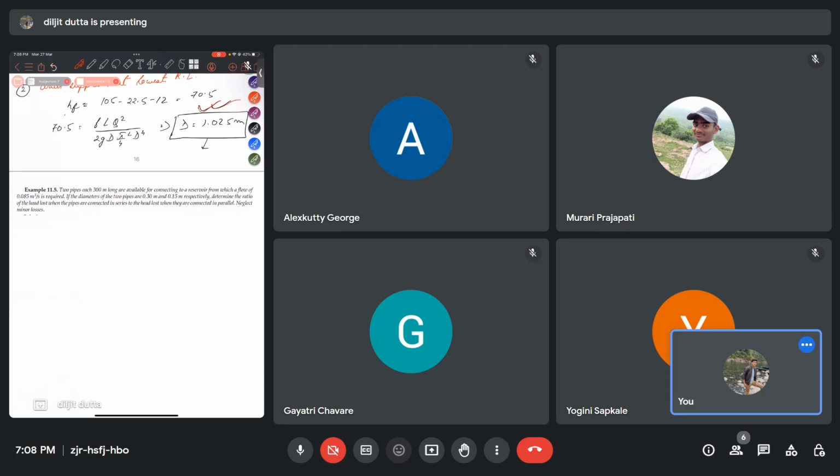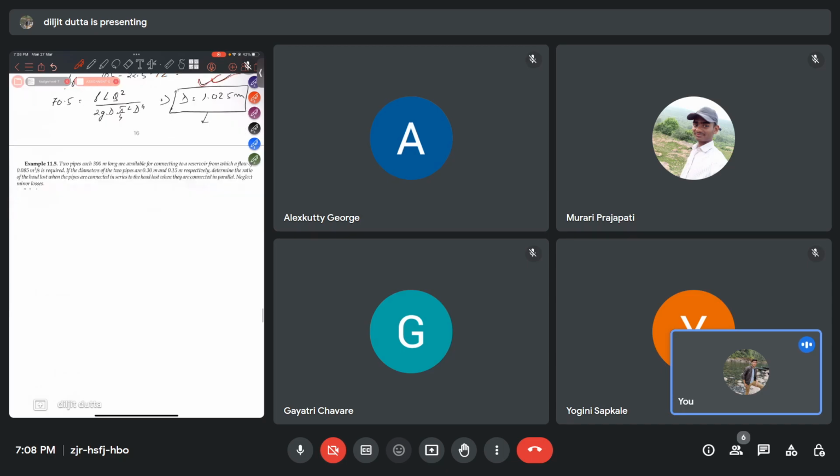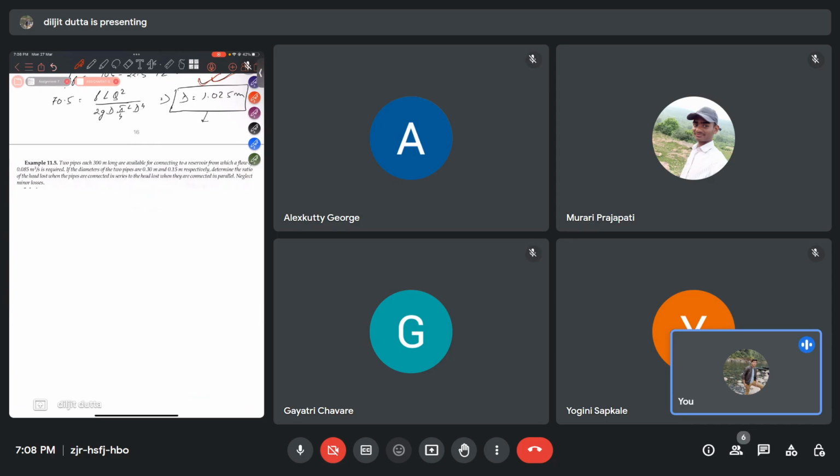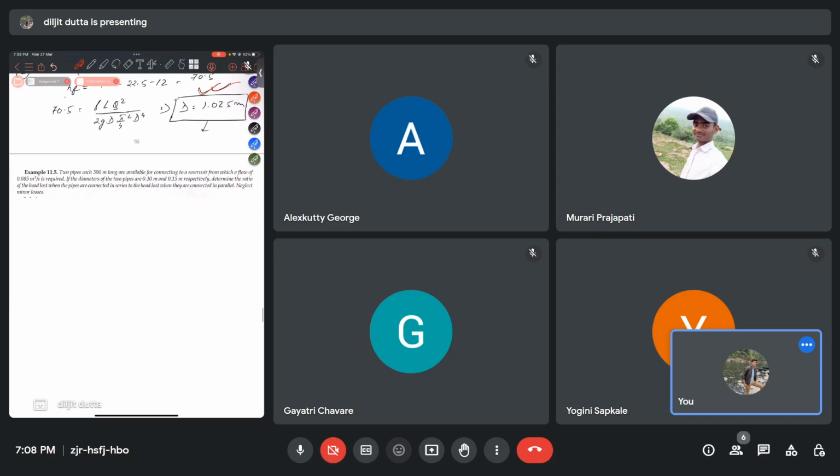So what is the question given here? Two pipes of 300 meter length are available for connecting to a reservoir from which a flow of 0.085 meter cube per second is required. If the diameters of the two pipes are 0.3 meter and 0.15 meter respectively, determine the ratio of the head loss when the pipes are connected in series to the head loss when they are connected in parallel.